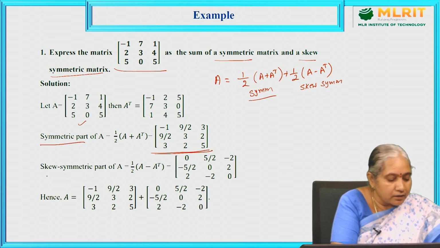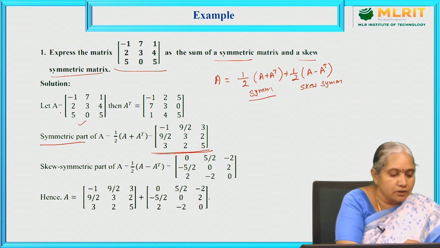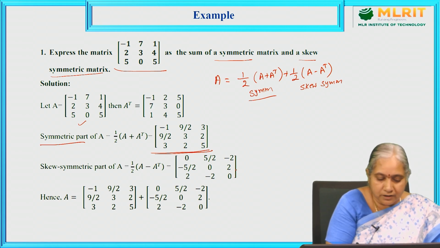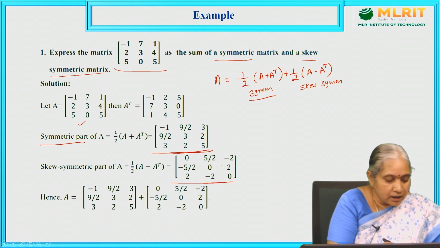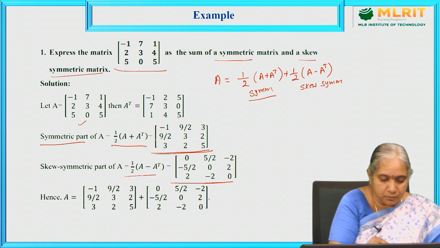Now find the skew symmetric part, that is 1 by 2 into A minus A transpose. This is the matrix A and the transpose of the matrix A is this. Now find A minus A transpose by 2. This is the resultant matrix. Now add these two matrices, that is 1 by 2 into A plus A transpose plus 1 by 2 into A minus A transpose. Then we get the given matrix, that is minus 1 plus 0.